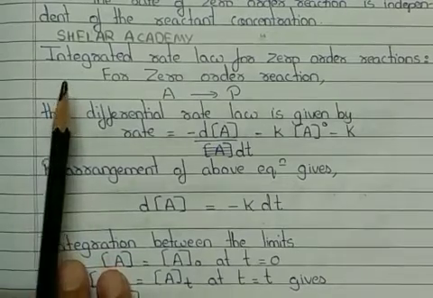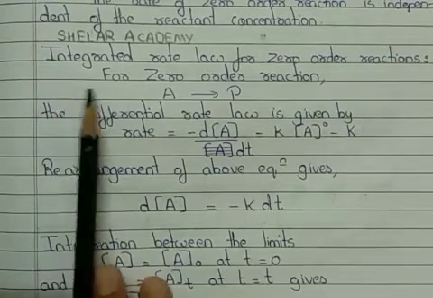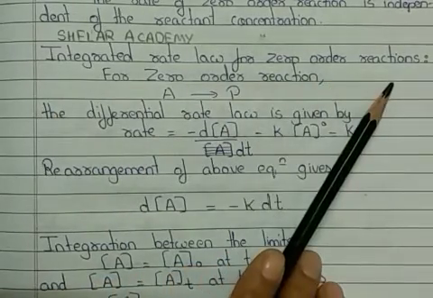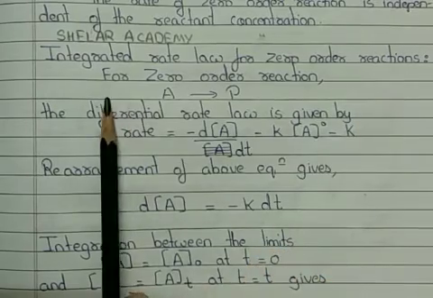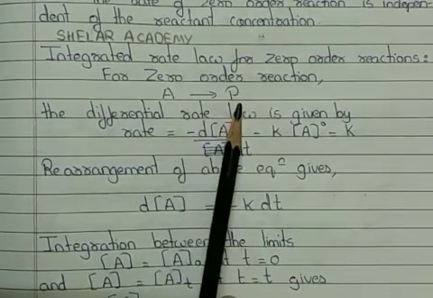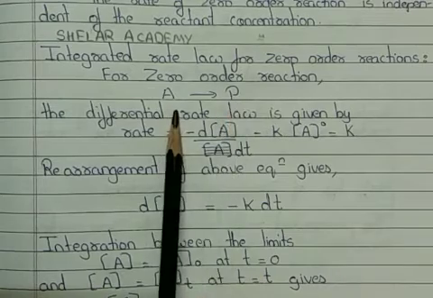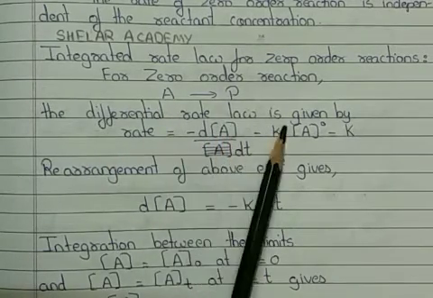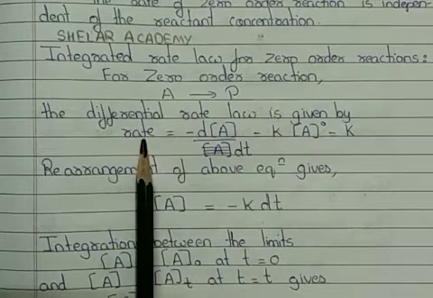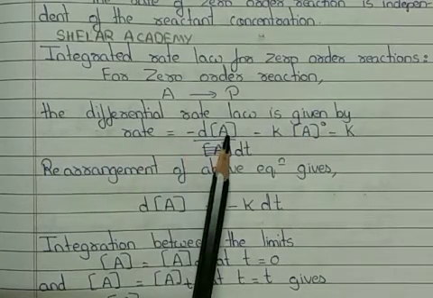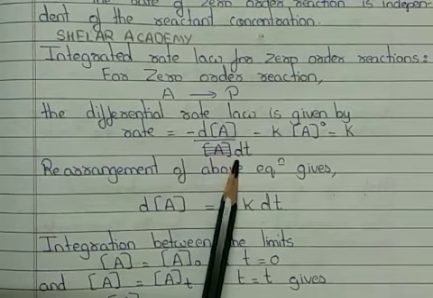After understanding what is meant by zero order reaction, let us derive the integrated rate law for zero order reaction. For this, let us consider a zero order reaction as A giving P, that is product. For this given reaction, the differential rate law is given by, first, according to the definition of rate of reaction, minus change in concentration of A upon change in time.